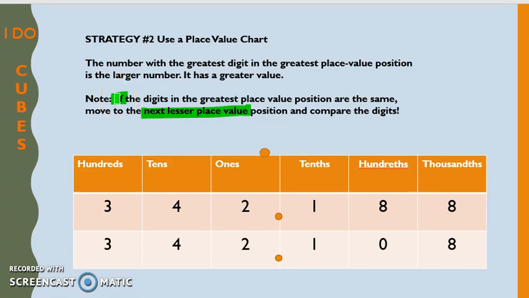So let's take a look at these numbers, and we will start in our hundreds place this time because that is the farthest place value to the left. We always want to start over here on the left. If we start in the hundreds and they are both 3 hundreds, we move to the tens. They are both 4 tens. We move to the ones. They're both 2 ones. Now we have to move beyond the decimal point.